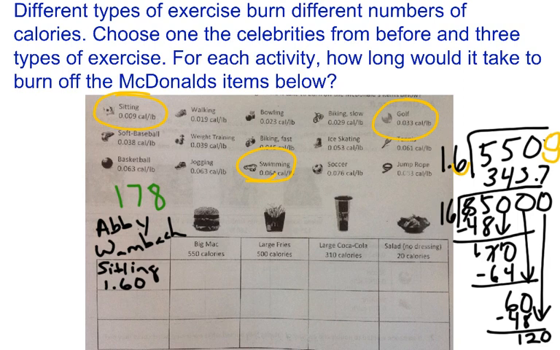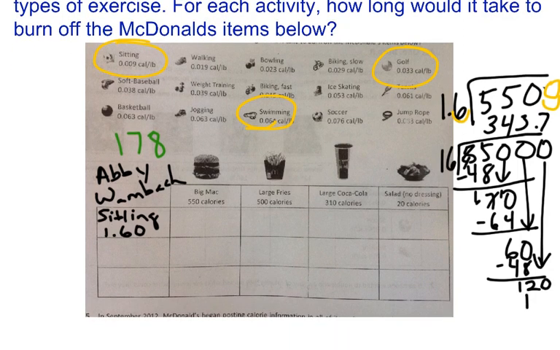7, 112, remainder is 8, 80, you can go in 5 times, and that would give me 343 75/100 minutes of sitting around to burn a Big Mac.